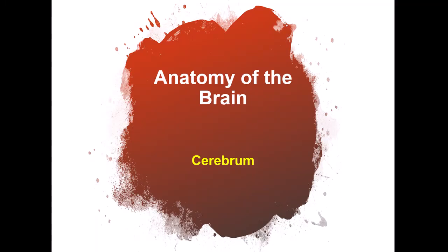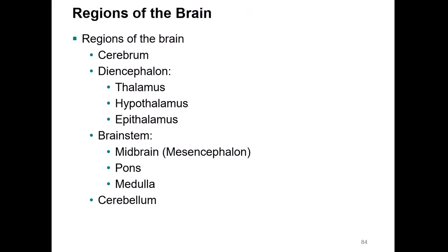In this lesson, we'll take a look at one of the regions of the brain known as the cerebrum. So just to give you an idea of the different regions, the cerebrum we're going to do in this lesson, then in subsequent lessons we'll do the diencephalon. Anything that has the name thalamus is located in the diencephalon. So if you see here thalamus, hypothalamus, epithalamus, they're all located in the diencephalon.